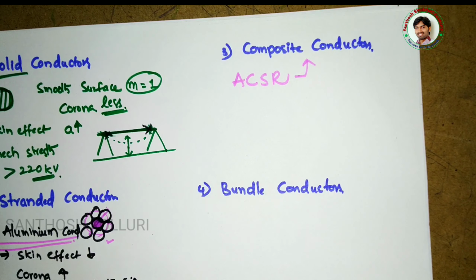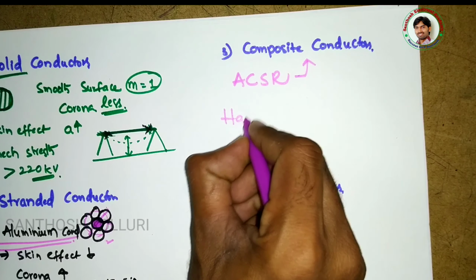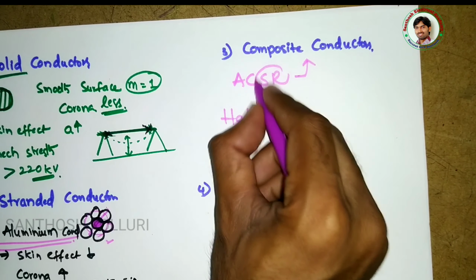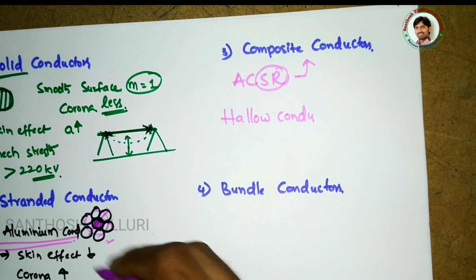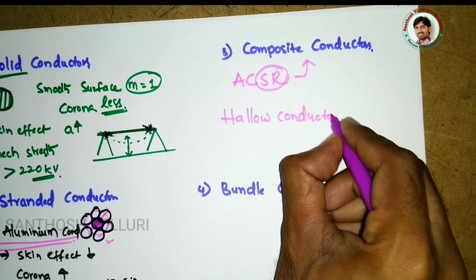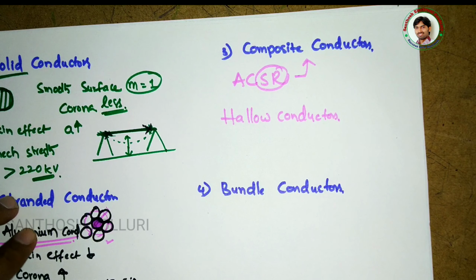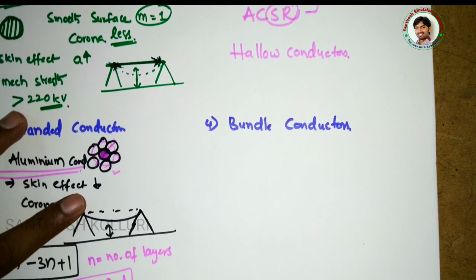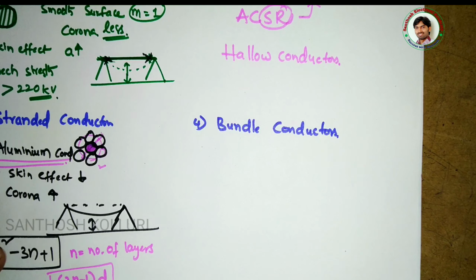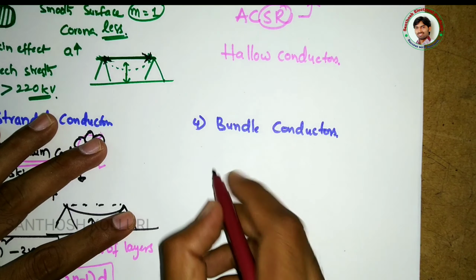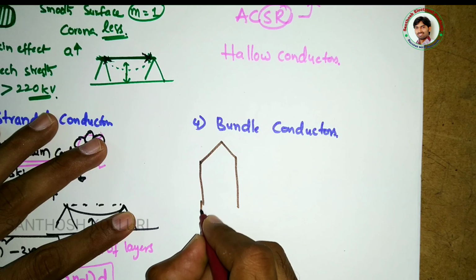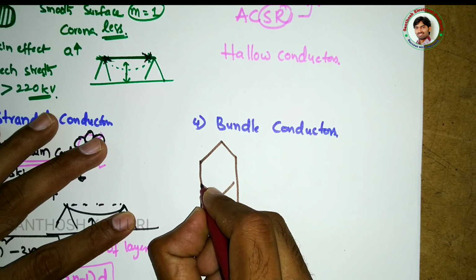Okay, so in case of hollow conductors, this steel is also removed, only the aluminum core will be existing, and that can be called hollow conductors, right? And next one is bundled conductors. Bundled conductors are used in the transmission line like this. So let us take, this is a transmission line.